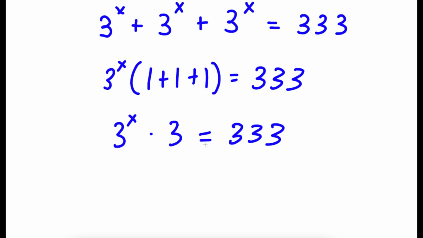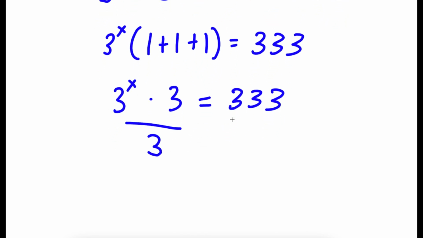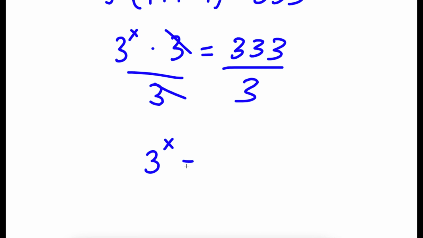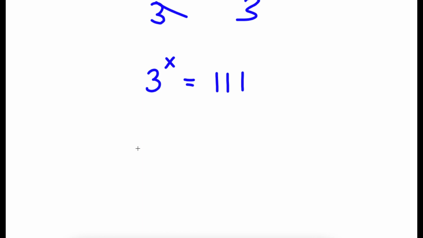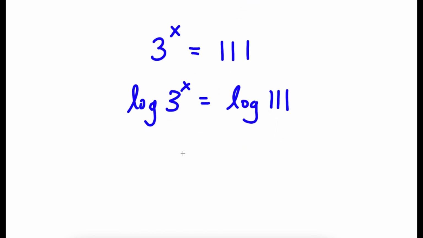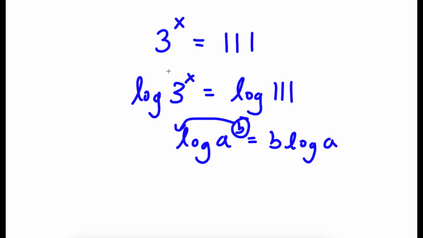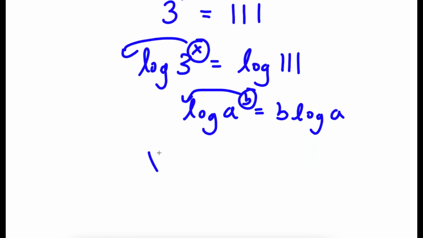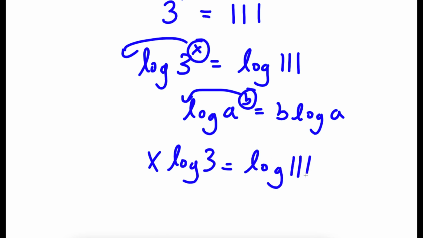Now from here, I'm going to go ahead and divide both sides by 3. So then these two cancel out, and now I have 3 to the power of x is equal to 333 divided by 3, which is 111. Now if I take the log on both sides, I have log 3 to the power of x is equal to log 111. If I have something in the form log a to the power of b, I can move this exponent b to the front, so this is going to equal b times log a. So in this case, log 3 to the power of x, move x to the front, so then I have x times log 3 is equal to log 111.